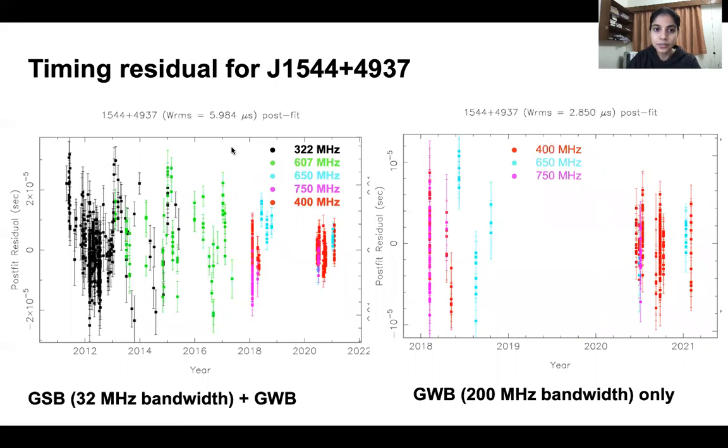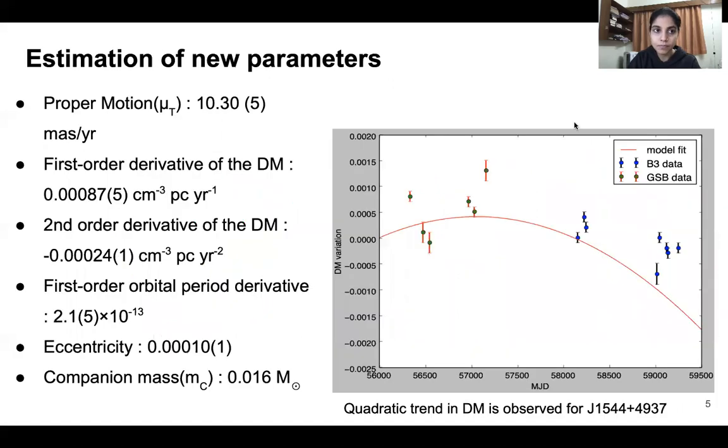So we have got a timing residual of 5.9 microseconds for the whole 10-year data span, and just using GWB data, we have got a timing residual of 2.8 microseconds. From this 10 years of timing, we have got new parameter estimation, which includes proper motion, first order orbital period derivative, and eccentricity of the system.